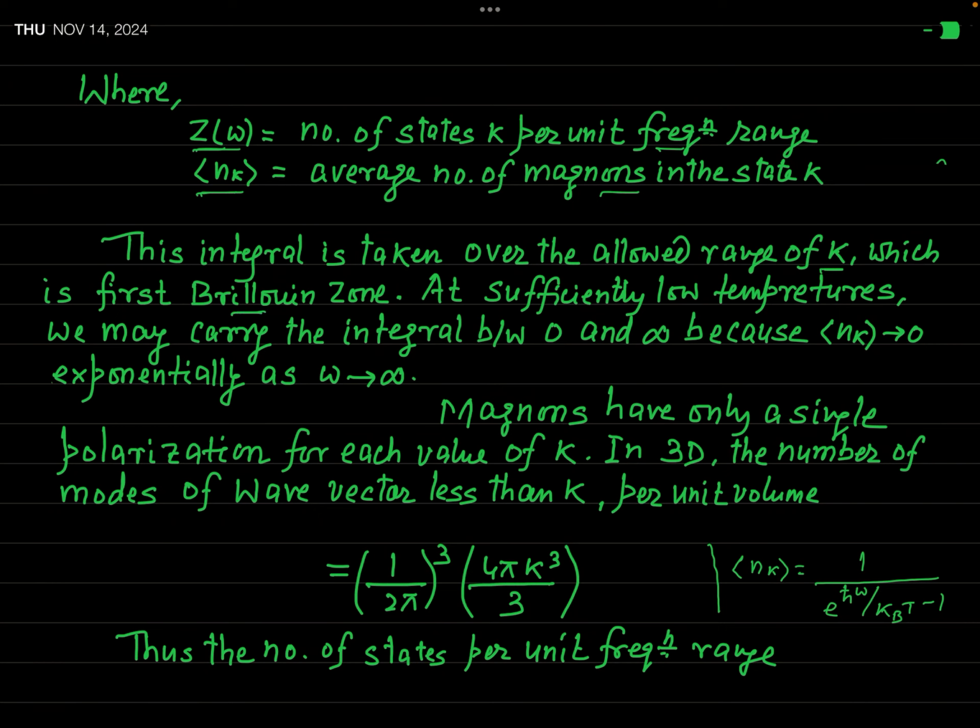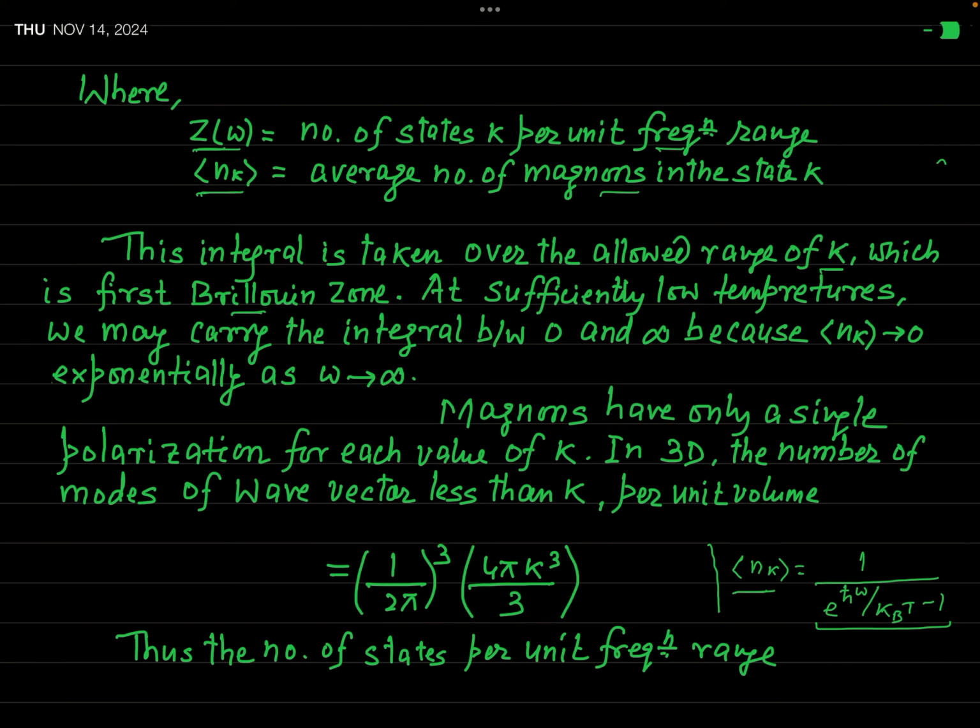Okay. Now, if temperature is sufficiently low, then you know in thermal equilibrium the average value of nk is given by this Planck's formula. This is actually Planck's relation. Okay, I hope you have an idea of Planck's radiation law, and this nk is equal to 1 over e to the power h bar omega over kBT minus 1.